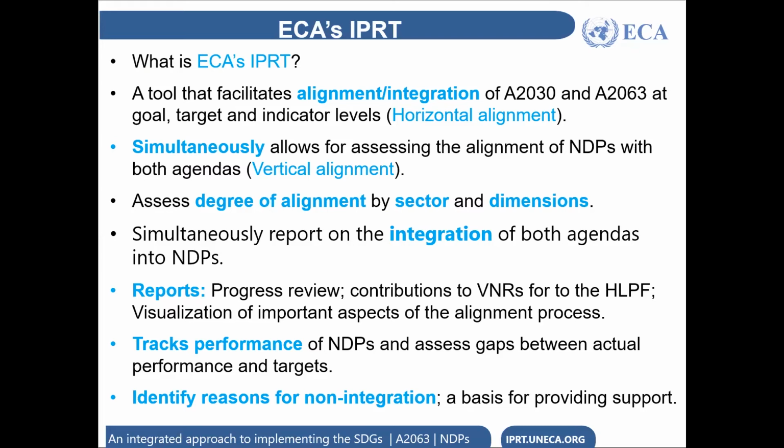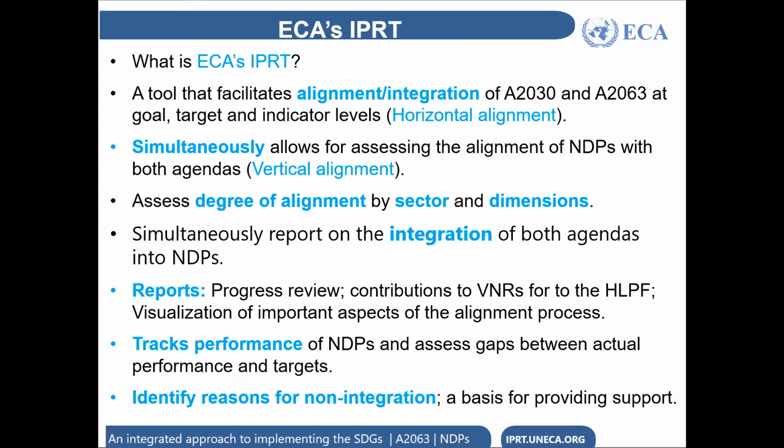This tool facilitates alignment or integration of Agenda 2030 and Agenda 2063 at goal, target, and indicator levels. This is what's called horizontal alignment. It also simultaneously allows for assessing the alignment of national development plans with the SDGs and also Agenda 2063. And that's what's called vertical alignment. And it also helps assess the degree of alignment by sector and dimension.